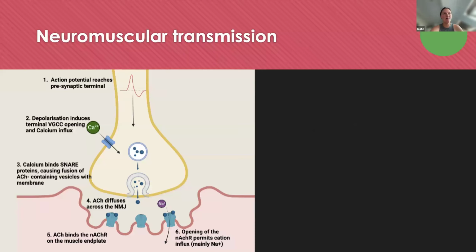And the last section of the talk today, so we've chatted about the resting membrane potential, the action potential, and now we're going to talk about the neuromuscular junction. So the neuromuscular junction, this is a diagram.